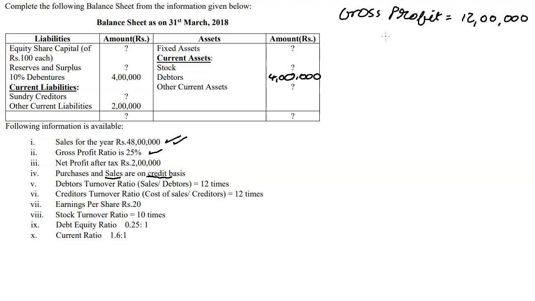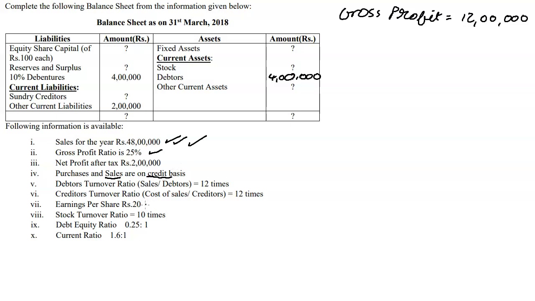Now, we've been able to solve for debtors the same way we can solve for creditors. And to solve for creditors, I need to isolate purchases. Till now, I know what the gross profit is. I know what the sales is. I know what the net profit is, but that's not going to help me directly. Right, so let's see what other information can we directly use.